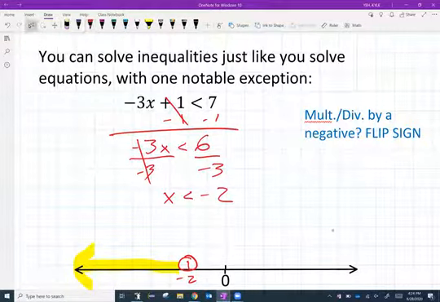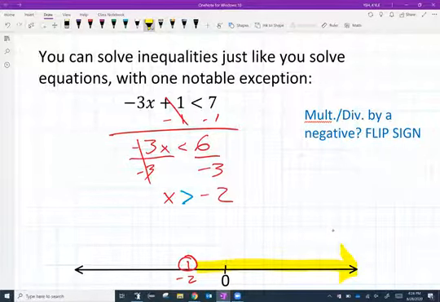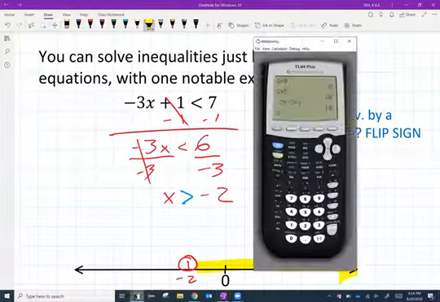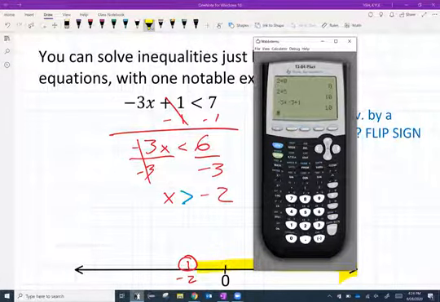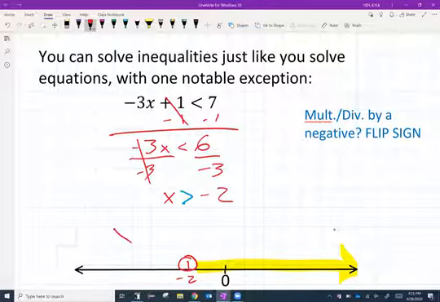And so that's a cue to go back, look through your work, and you're like, oh, I divided by a negative number. That means I do need to flip the sign, which means x should be greater than negative 2. And now let's check a couple things. I'll try negative 5. So negative 3 times negative 5, and then plus 1, is 16, which is not less than 7. And that's okay, because negative 5, it's over here somewhere. It's not shaded. We didn't want it to work.